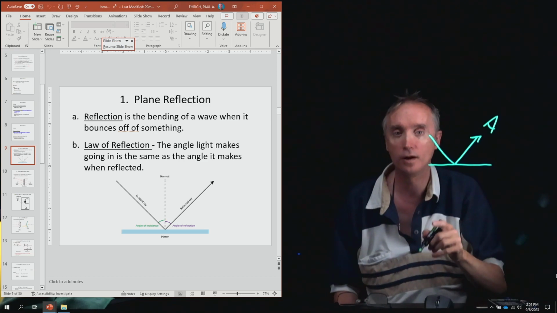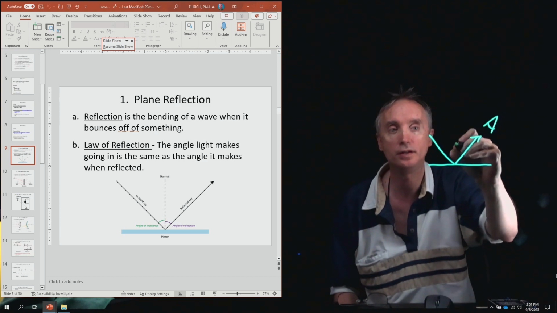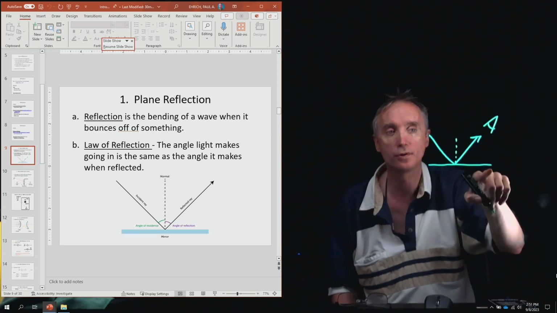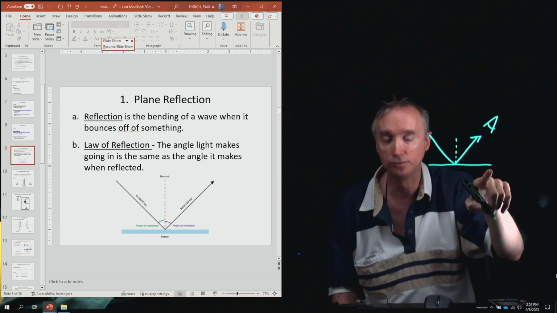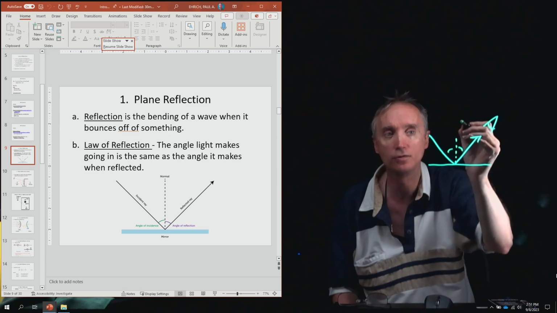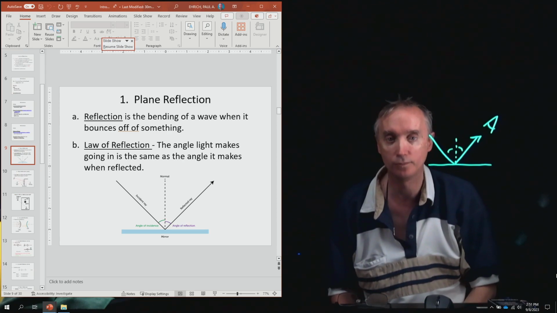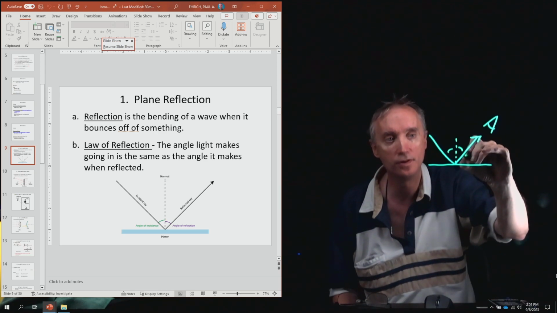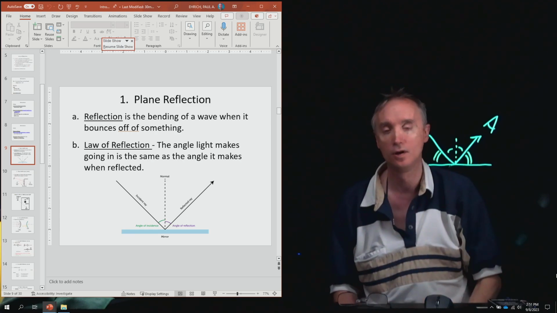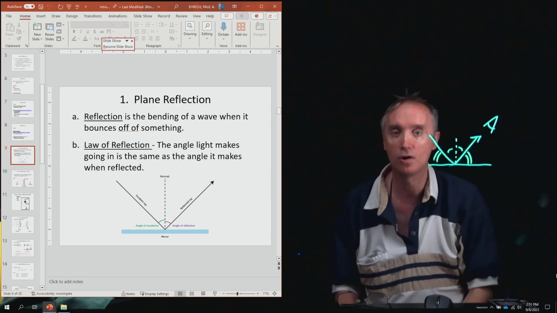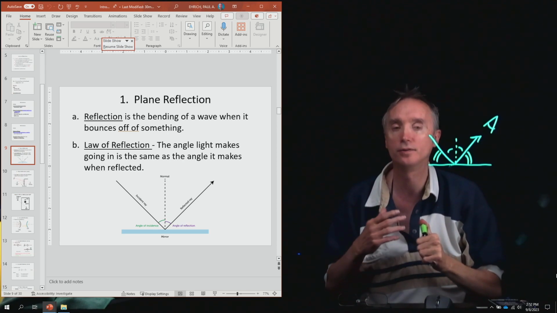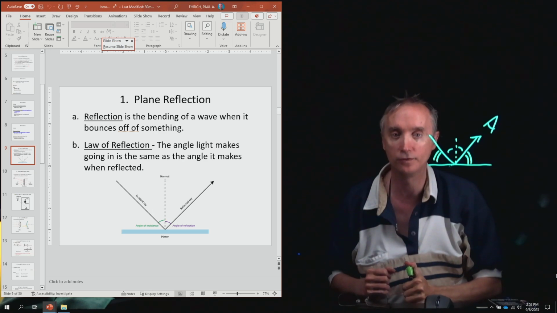The law of reflection is that if we make a line that is perpendicular to the mirror, that's going to be called the normal. We could measure this angle here, and we could measure this angle over here, and they would be the same. We could also measure this angle and this angle over here, and they also would be the same. So that's the law of reflection. We can use this to show some properties of reflection.